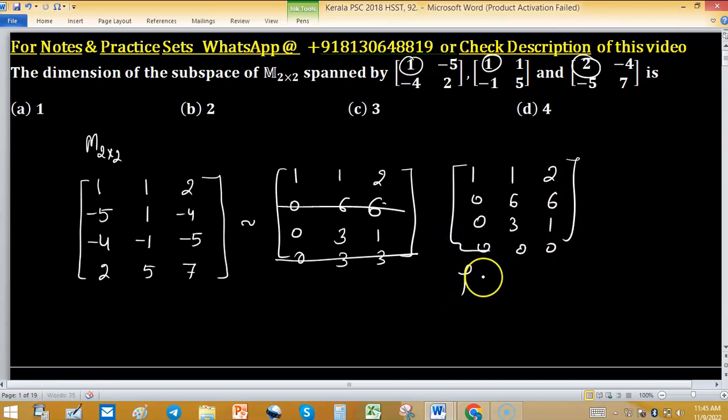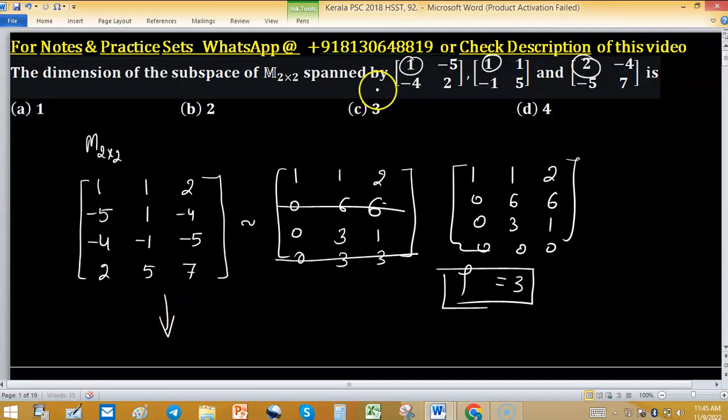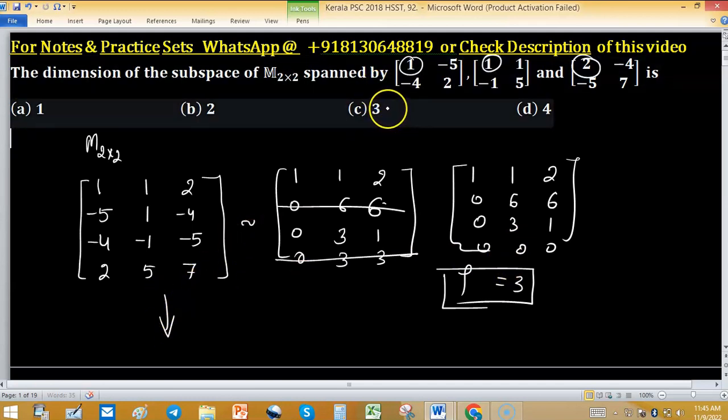The rank of this matrix is 3. It means there are 3 independent rows or columns in the given original matrices. So option C will be correct.